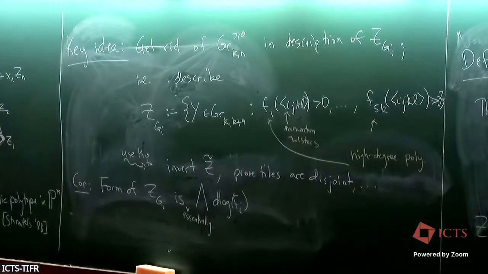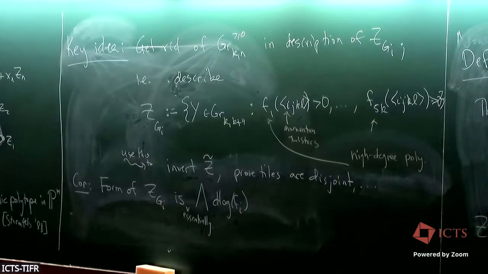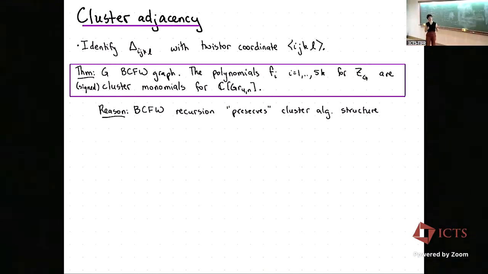Right, okay, so why is this true? Well, the real reason is that the BCFW recursion is a very special kind of recursion. It preserves the cluster algebra structure, and that's what we show.